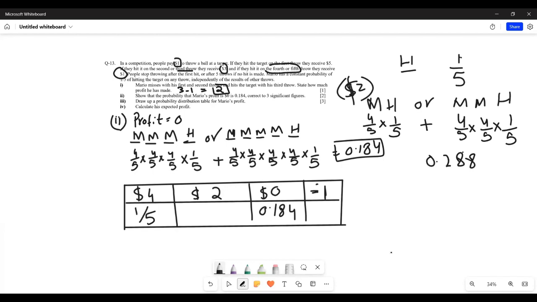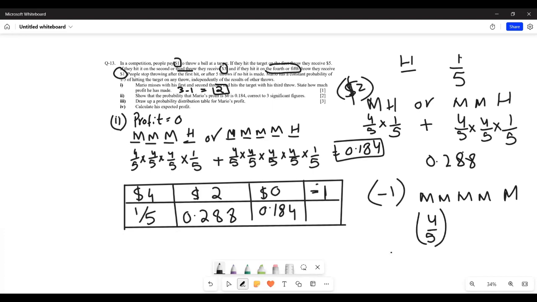I've just written rounded off answers. I think it would have been better if I'd used fractional answers, or at least 4 to 5 decimal places. But anyway. And then the probability of making a profit of -1. That is when he does not get to hit the ball in the first 5 throws. So miss, then again miss, miss, miss, miss. So 4/5 to the power 5, which is 0.328.